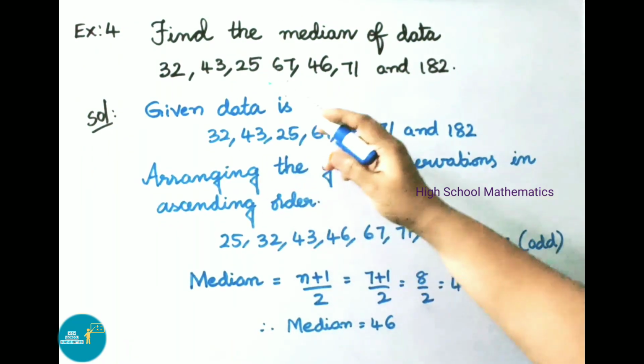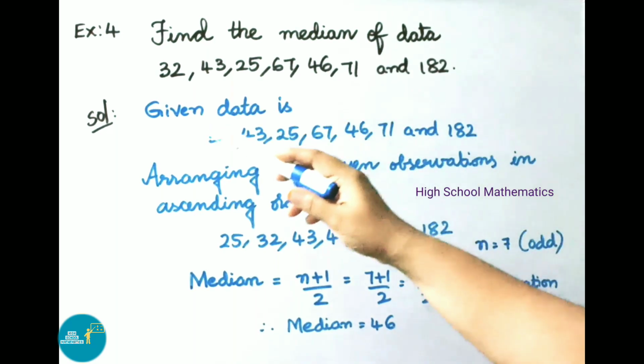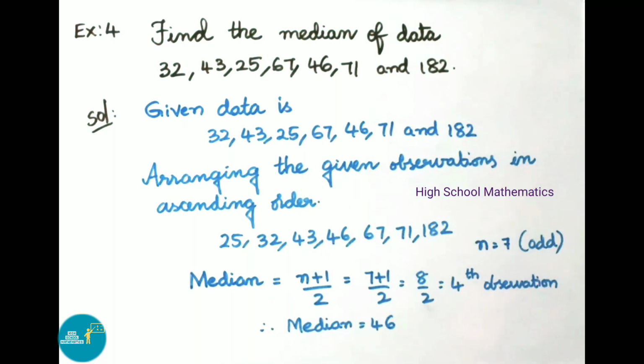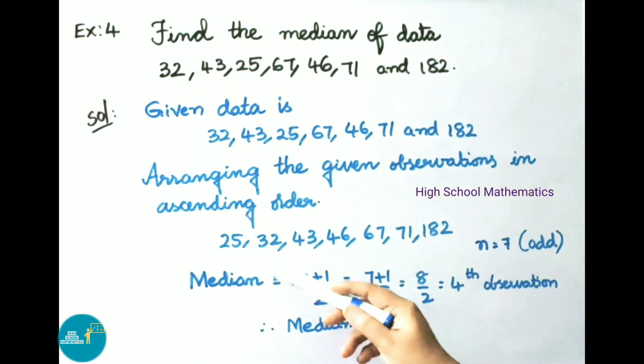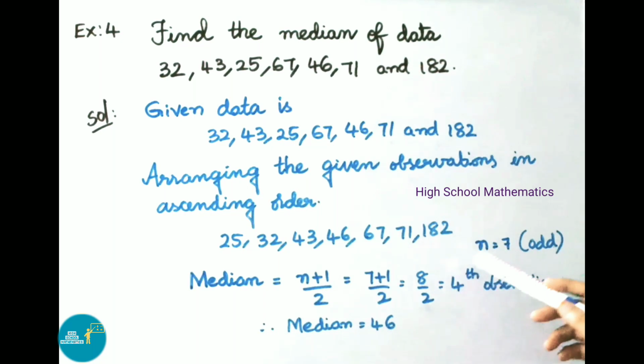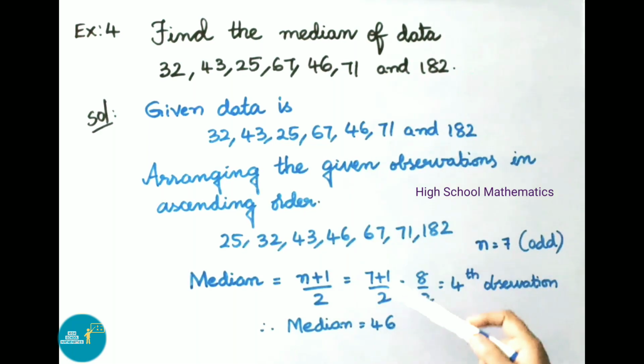Example 4: find the median of the data 32, 43, 25, 67, 46, 71 and 182. Let us see the solution. Given data is, we have entered the given numbers. Arranging the given observations in ascending order, the observations are 25, 32, 43, 46, 67, 71 and 182. How many observations were given here? 7 observations. If n is an odd number, then median is the (n plus 1 by 2)th observation.